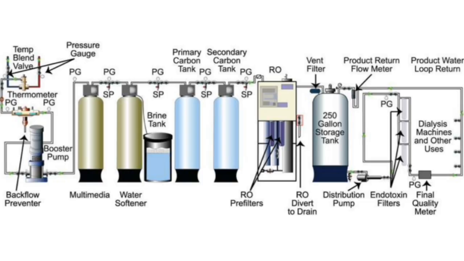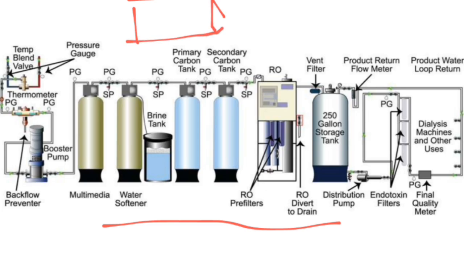So in this picture we can see an RO plant diagram. An RO plant is made of various filters, pumps and membranes. So we are going to know that. The first one is a tank which stores the raw water.